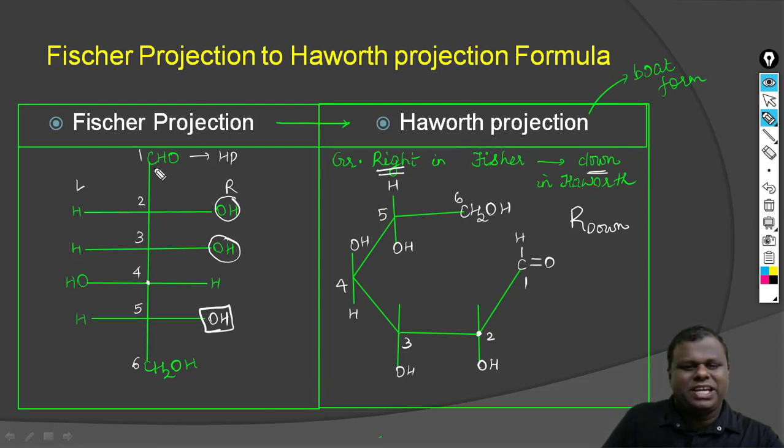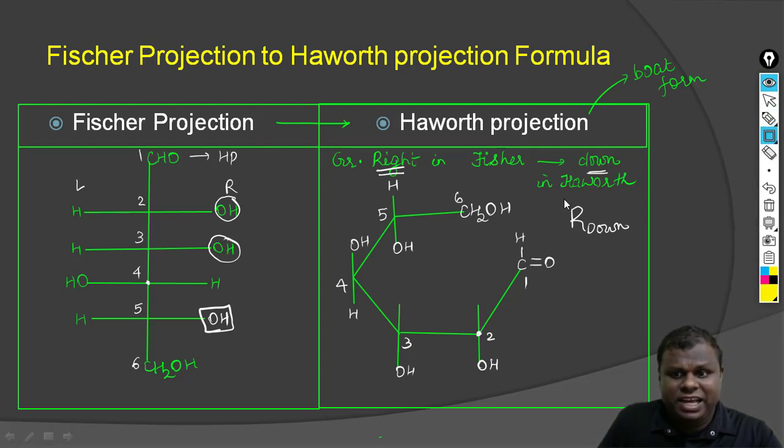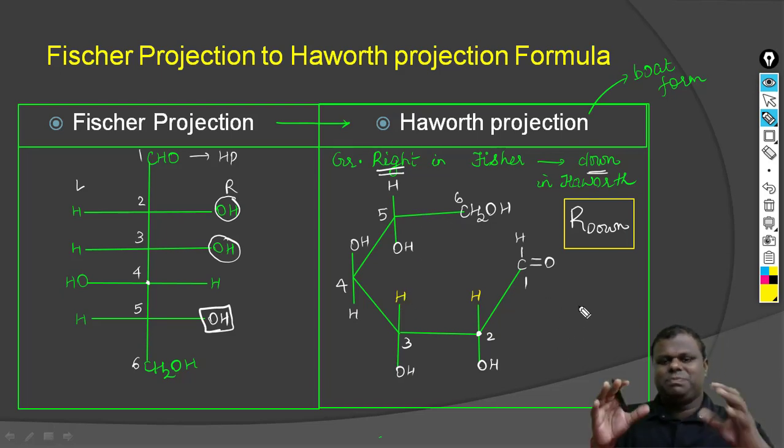Okay, so this is basically very simple to understand. The keyword that you are supposed to remember and memorize and never ever forget is R down. That means the group which is right in Fischer is going to be downwards. Okay, right, and obviously let me complete the structure. So the unfilled positions are obviously the hydrogens. Okay, so this is basically the interconversion of Fischer projection to Haworth projection formula.